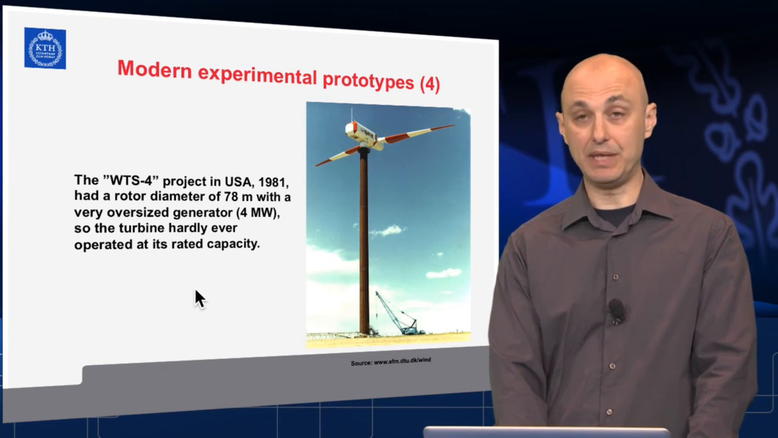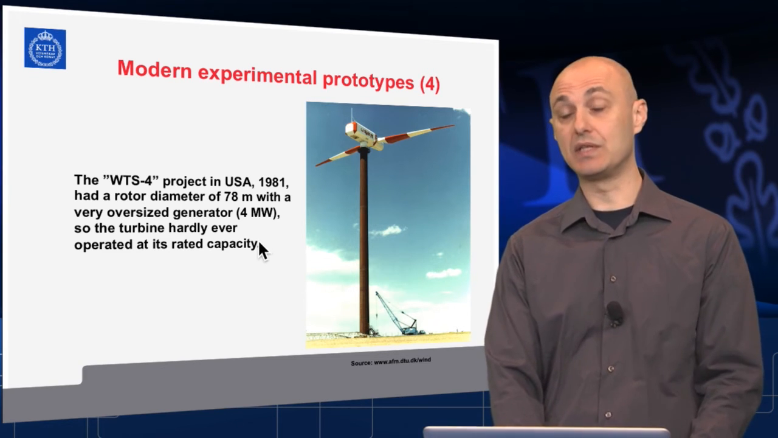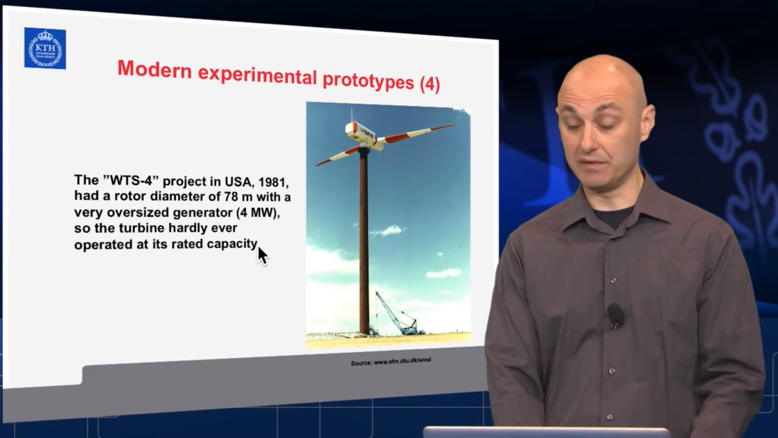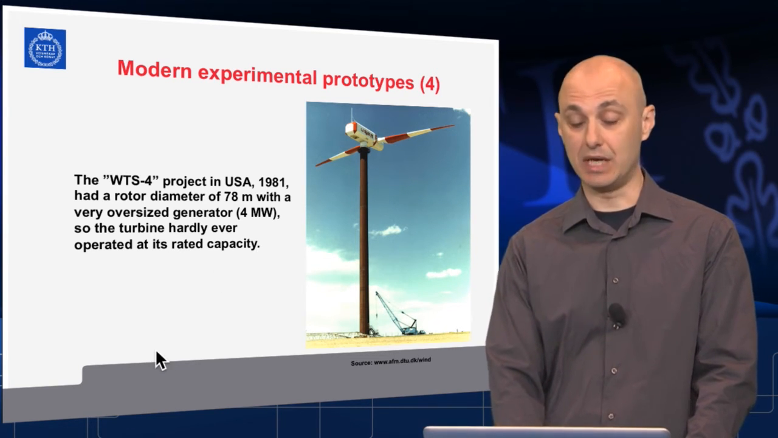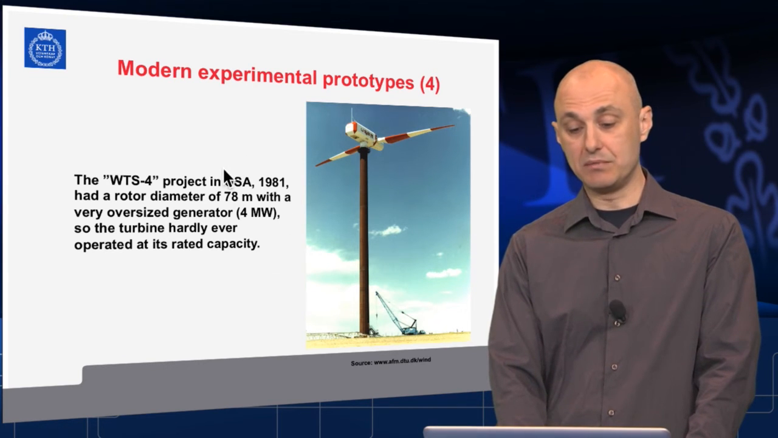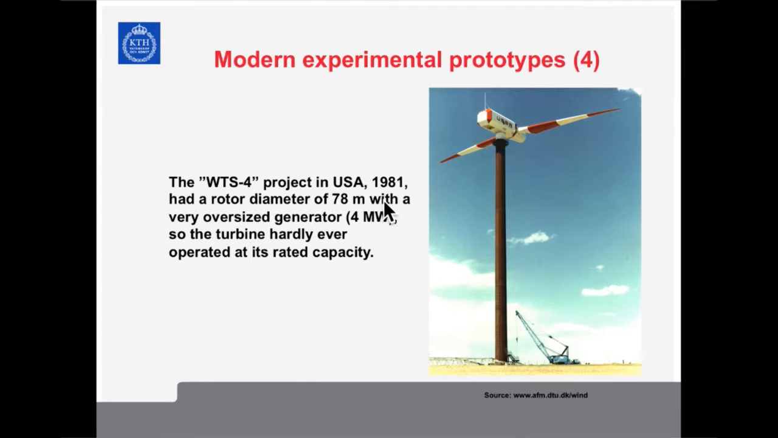Then we're switching to other very interesting projects, and we don't have time actually to mention all of them. There are plenty of those, several in the United States, and in each of the industrialized countries there was at least one such large prototype of wind turbine. One of the most important in the United States was in the 80s, the 78-meter, 4-megawatt rated capacity machine, the wind turbine system number 4, where Boeing was involved.